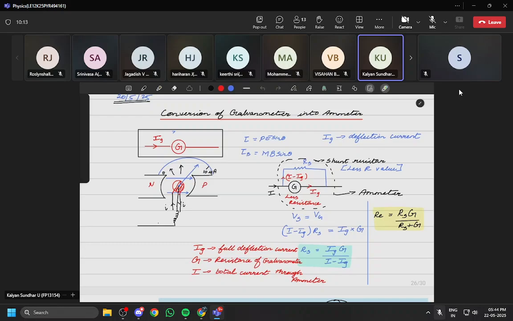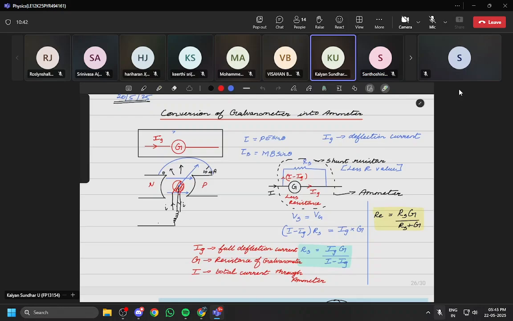In order to measure at least in terms of milliamperes, we convert this galvanometer into an ammeter. So to convert it into an ammeter, what you have to do? You have to connect a resistance which should be parallel to the galvanometer, right? And that R value should be much less, correct? So before that, tell me what IG is. That is the current passing through the galvanometer which will show the full deflection, correct?